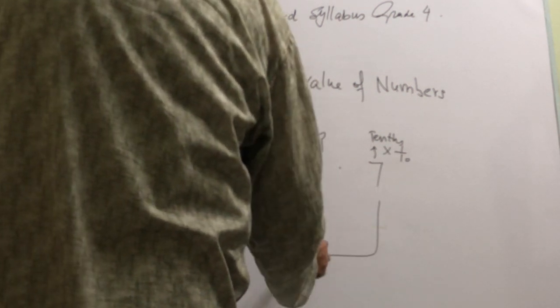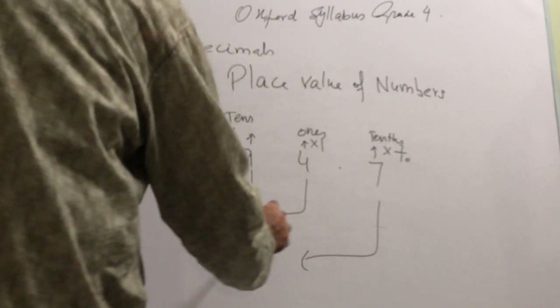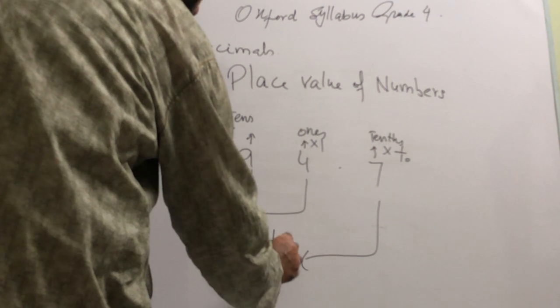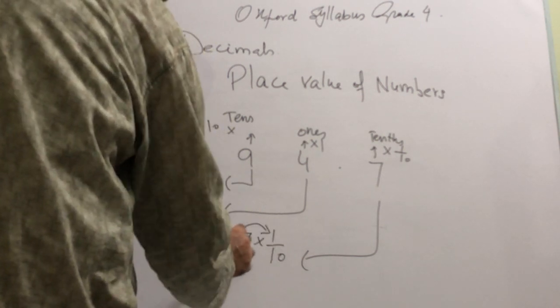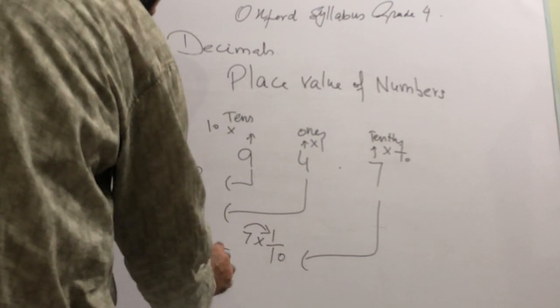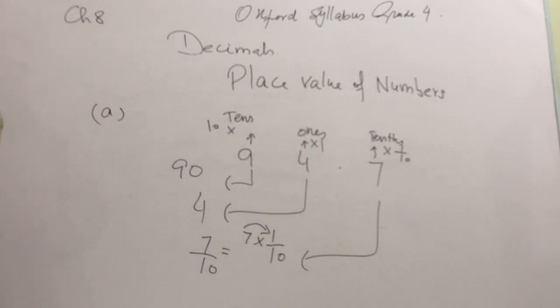For this figure, we multiply 7 with 1 over 10. 7 multiplied by 1 over 10 becomes 7 divided by 10. Its value is 7 over 10. Okay, this is the place value of the digits.